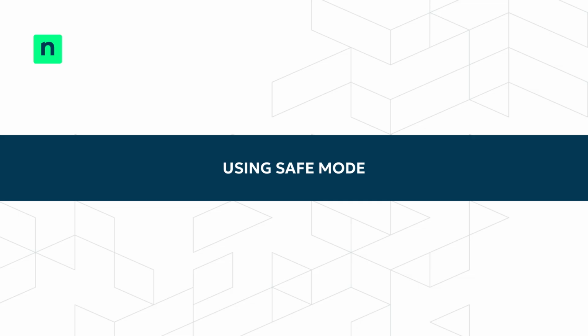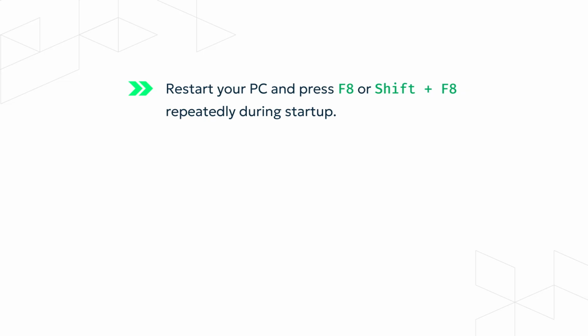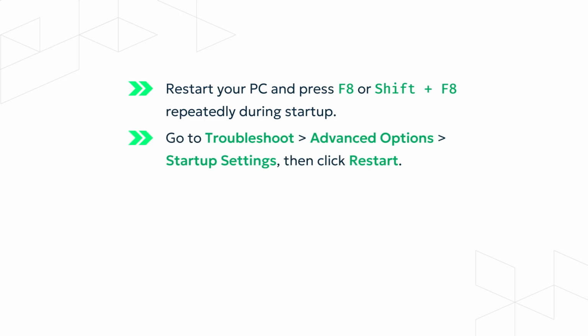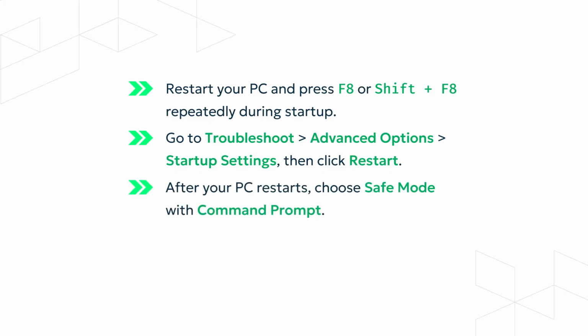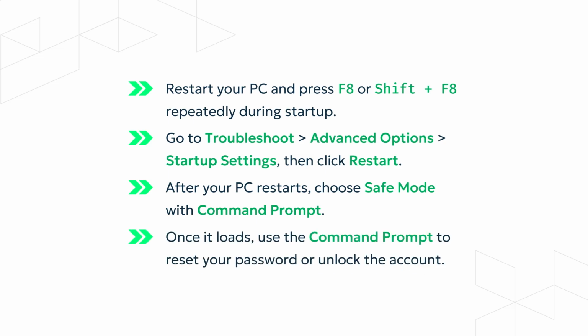Safe mode helps fix account issues with only the essential system features. To access it, restart your PC and press F8 or Shift plus F8 repeatedly during startup. Go to Troubleshoot, Advanced Options, Startup Settings, then click Restart. After your PC restarts, choose Safe Mode with Command Prompt. Once it loads, use the command prompt to reset your password or unlock the account.